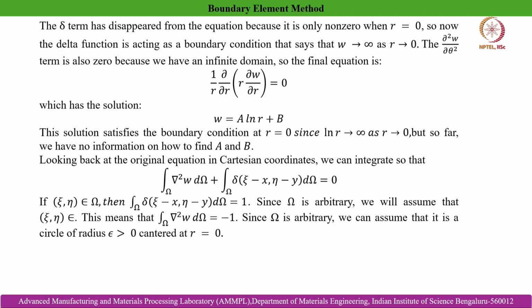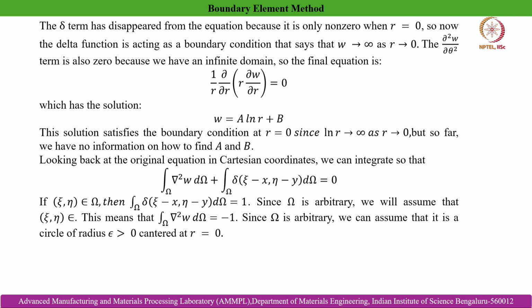And then, if this zeta eta tends to the omega, the domain, then integration over omega of delta of zeta minus x comma eta minus y d omega is equal to 1 since omega is arbitrary. So, we will assume that eta zeta is equivalent to the domain omega.